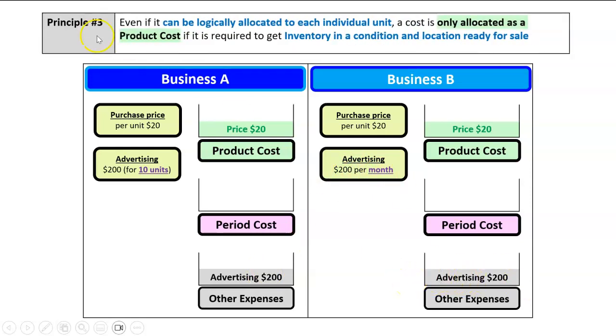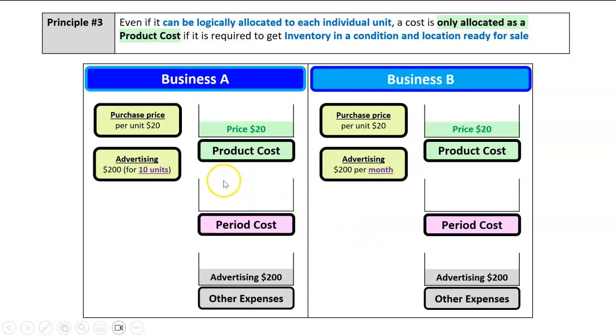What is the principle we learned here? Even if something can be logically allocated to each individual unit, so you could logically allocate this $20 for 10 units, that'd be 20. Why didn't we call that a product cost? Because it is not required to get inventory in a condition and location ready for sale.